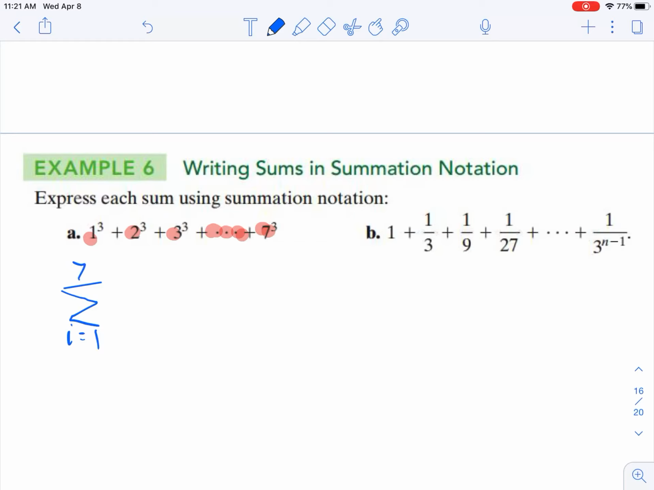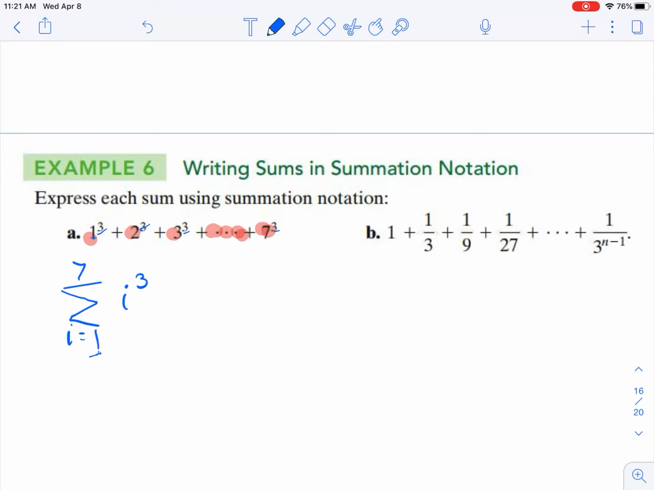And then we have to write a general form. So we have to think about it this way, where what are we plugging in to get each of these values? Well, we're plugging in 1, right, into this value. What doesn't change? This 3, correct? So we're going to get i to the power of 3.